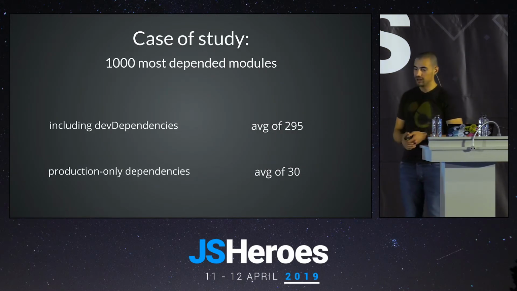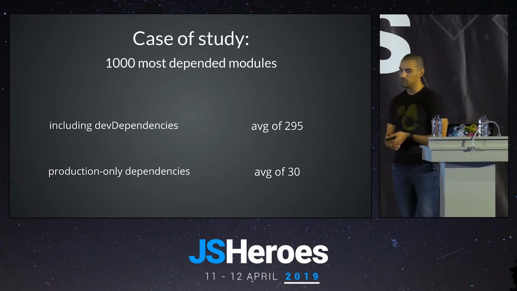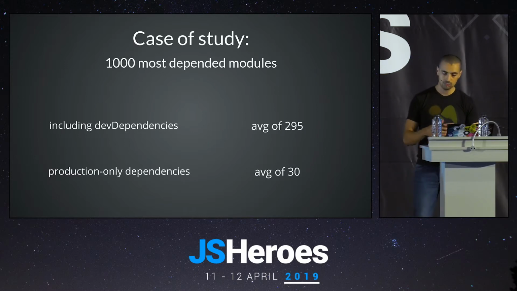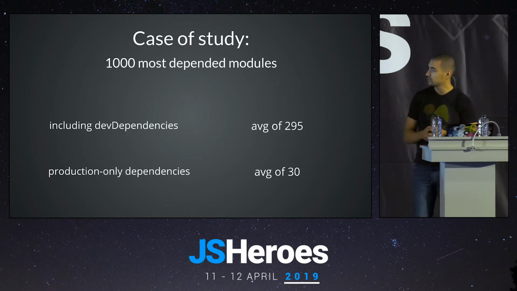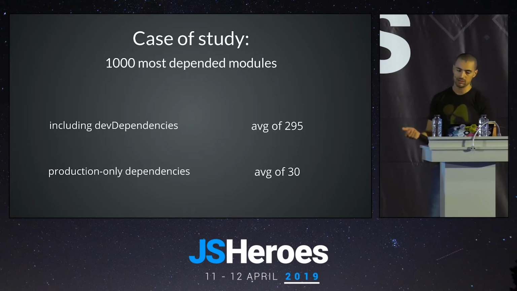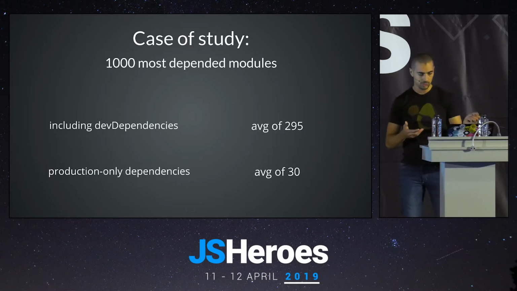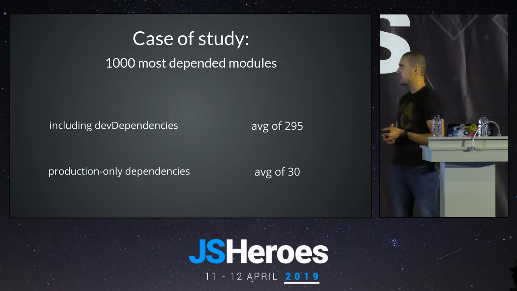So for a case study, I wanted to grab the top most depended-upon modules, the top 1,000, and check how many dependencies they had on average. And I realized that the average dependency tree, when you include dev dependencies, is 295. But when you go to production-only dependencies, meaning that you exclude the ones that you use for development, you get only 30, which is kind of nice.